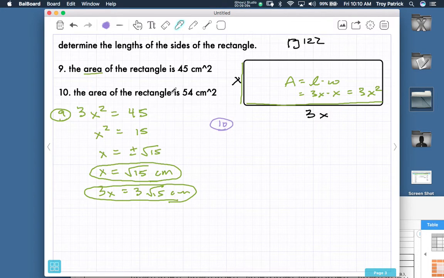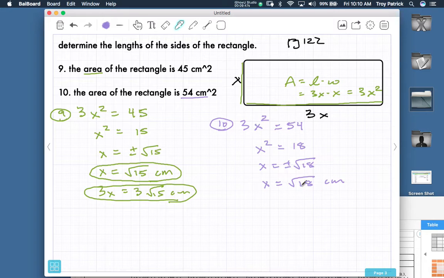Number 10. If the area is 54 centimeters squared, how does that work out? Well, the area is length times width, x times 3x, 3x squared. So the area is 3x squared, and the area is 54 centimeters squared. So how big are the lengths? X and 3x. All right, so divide by 3. 54 divided by 3 is 18. We'll take the square root of 18. We'll get plus or minus the square root of 18, right? And you and I both know that the negative one won't work out because we're dealing with distance here. So we have the square root of 18 centimeters.